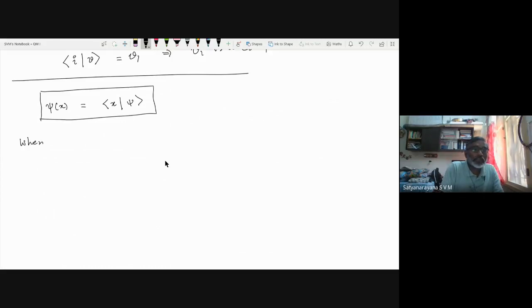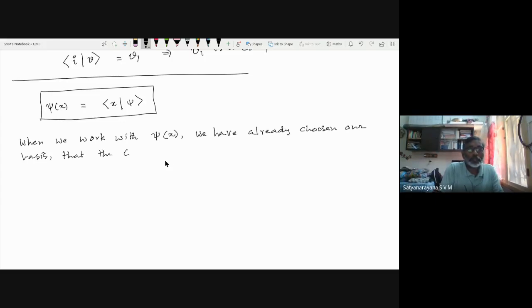Now the point is that when we work with the wave function, that means we have already chosen our basis, that is the coordinate basis or position basis. Now suppose I don't want to choose a position basis. I want to work in a basis independent structure.